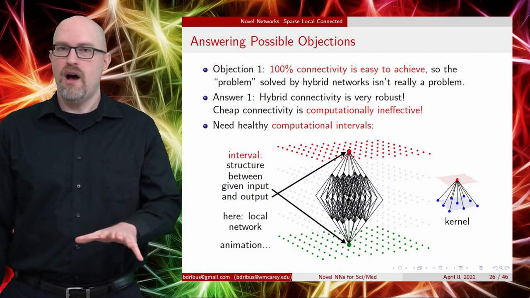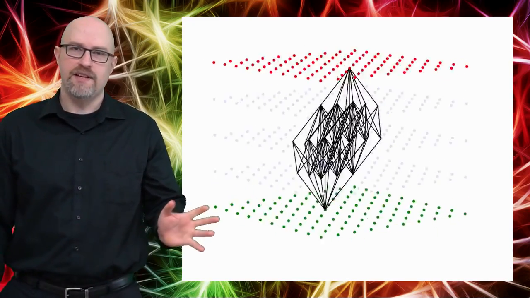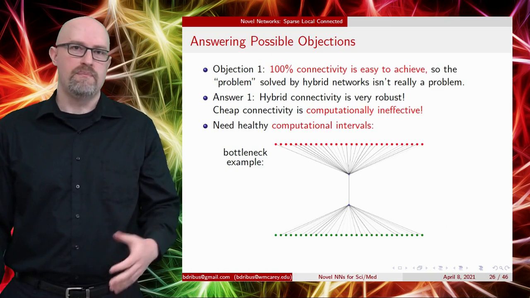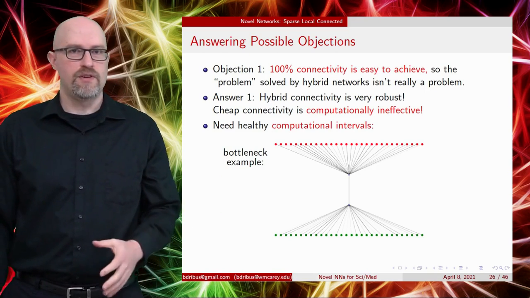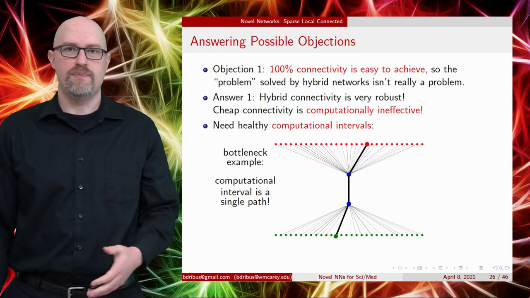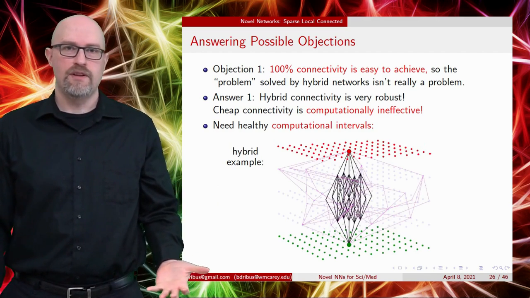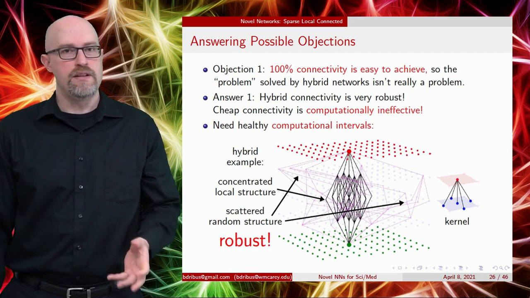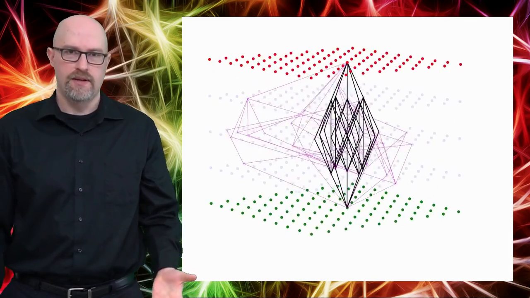For nodes that are not vertically aligned in this network, the computational interval drastically shrinks and then disappears. Going back to our bottleneck network, each computational interval consists of a single path, which is practically useless computationally. Now, this diagram shows the computational interval between vertically aligned nodes in a novel hybrid network. I will animate the picture to show it more clearly.